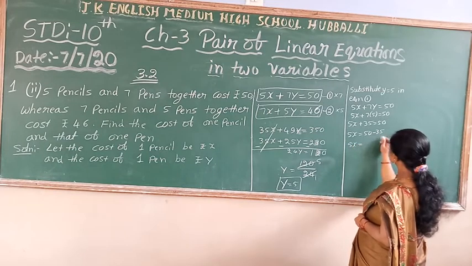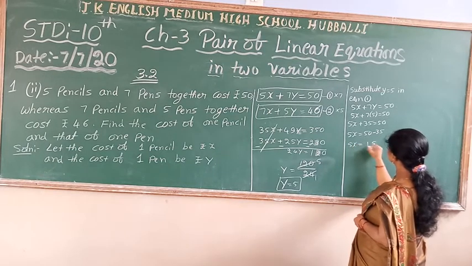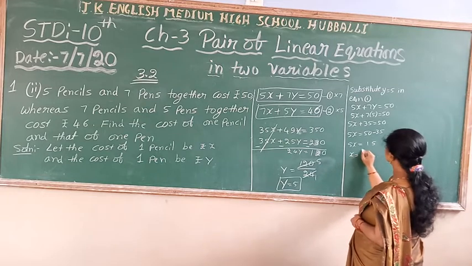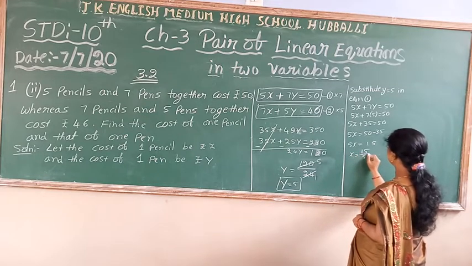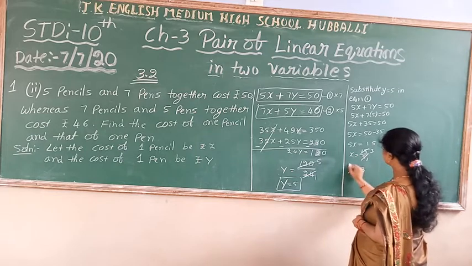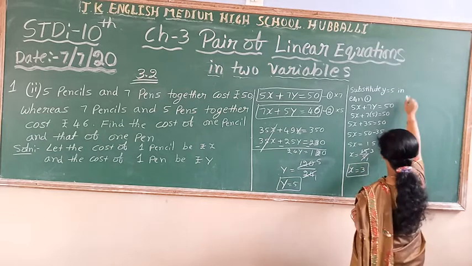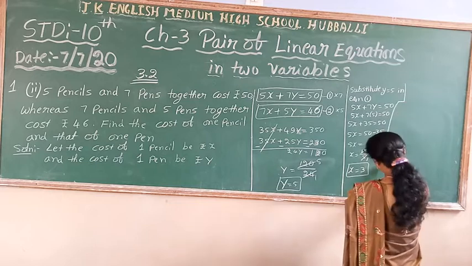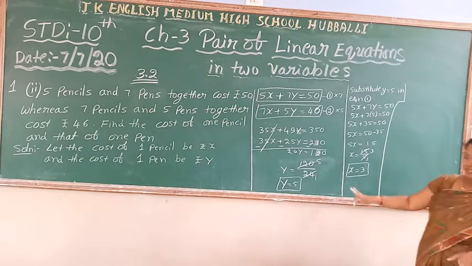10 minus 5 is 5, 4 minus 3 is 1. x is equal to 15 divided by 5. 5 ones are 5, 5 threes are 15. So I got the value of the variable x as 3. So now you have got the values of both variables.